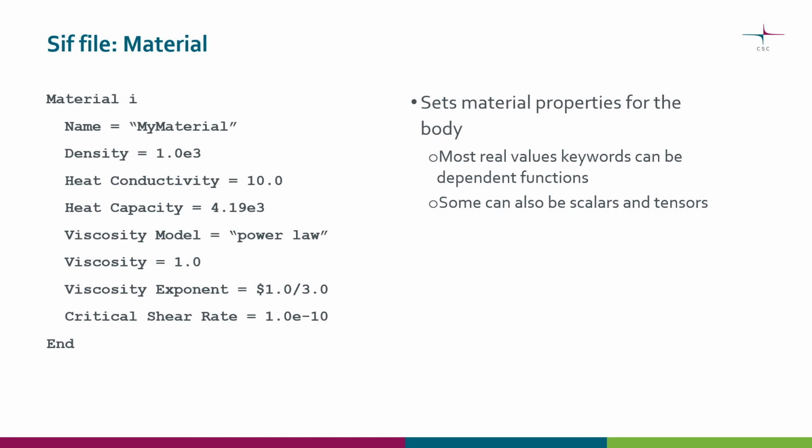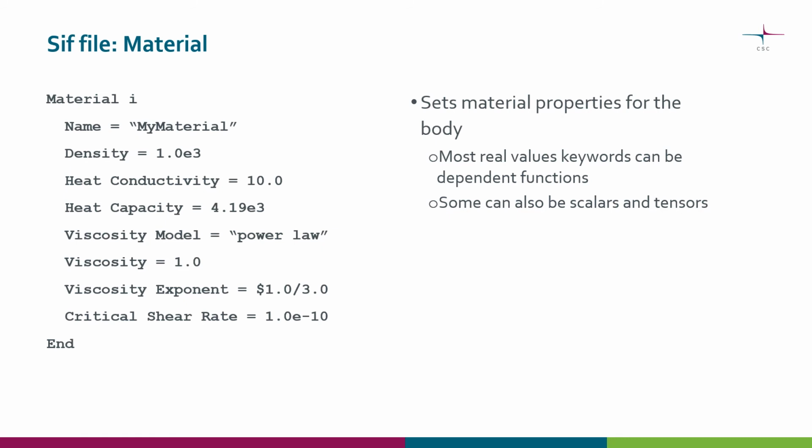The material section includes the material parameters. Surprise, surprise. So what material parameters are needed? This can be found in the models manual. So if you have a new physical module, you should check what material parameters it needs.